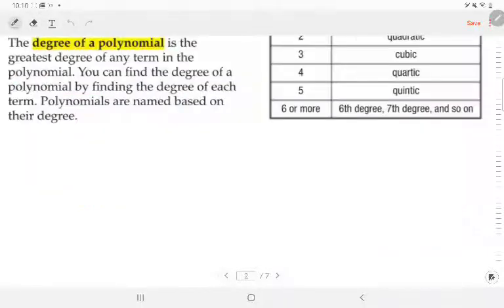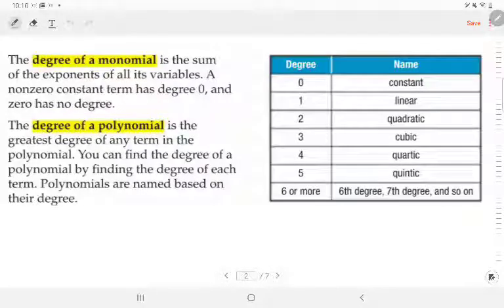All right. So then we take a look. Once you identify whether it's a monomial or polynomial, then you're going to figure out what degree it is. So the degree of a monomial is the sum of the exponents of all of its variables. A non-zero constant term has a degree of 0, and 0 has no degree. So for example, if we just had a constant of 6 with no variable, that would be a degree of 0, okay? Now, the degree of a polynomial is the greatest degree of any term in the polynomial.